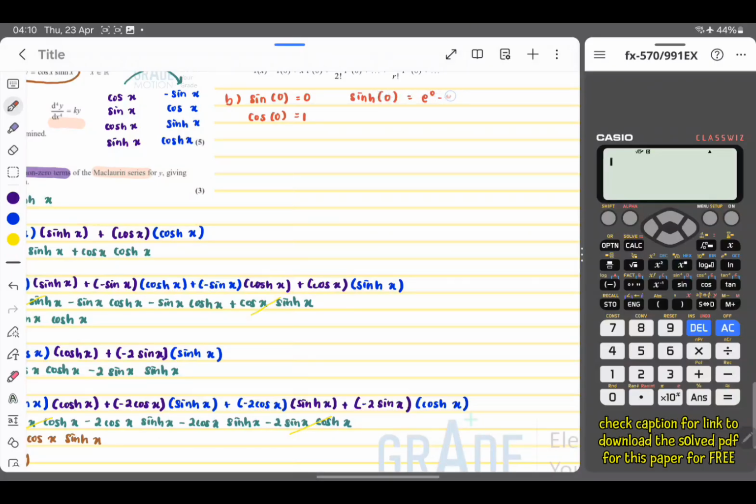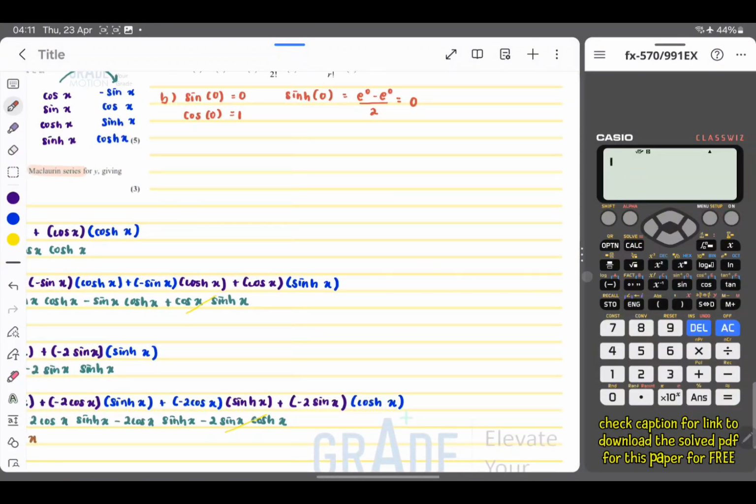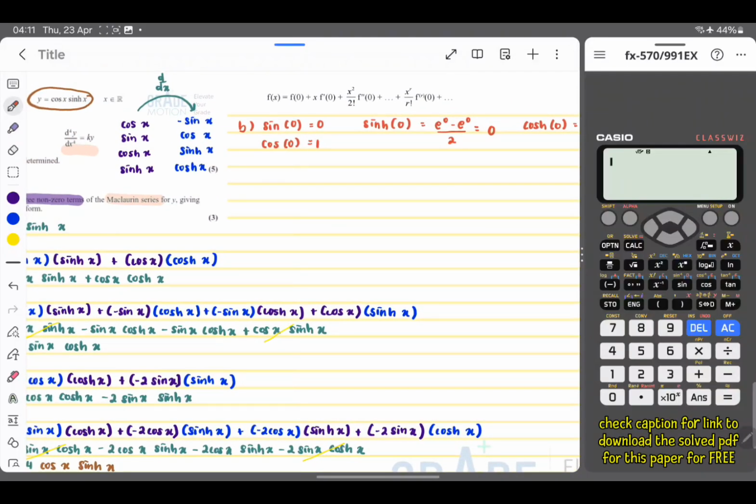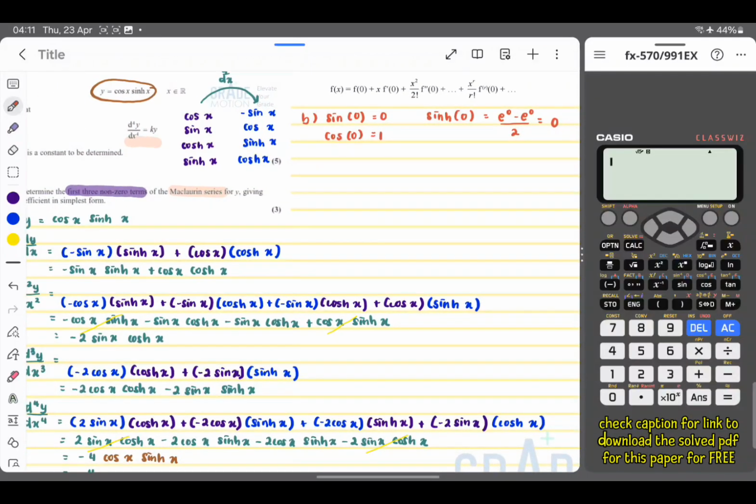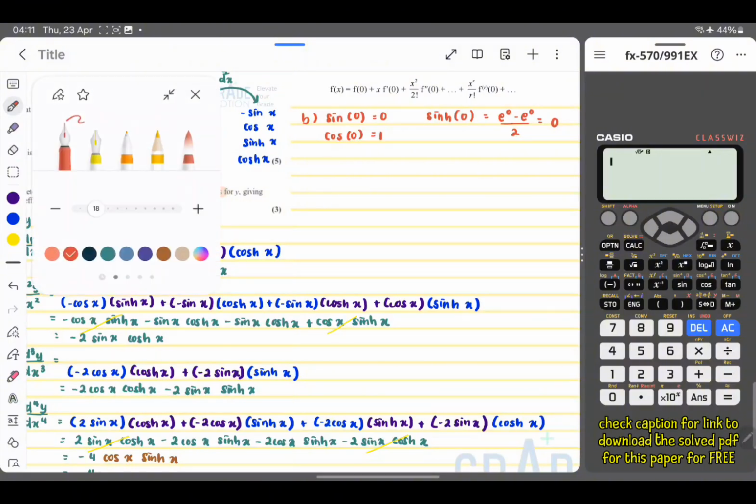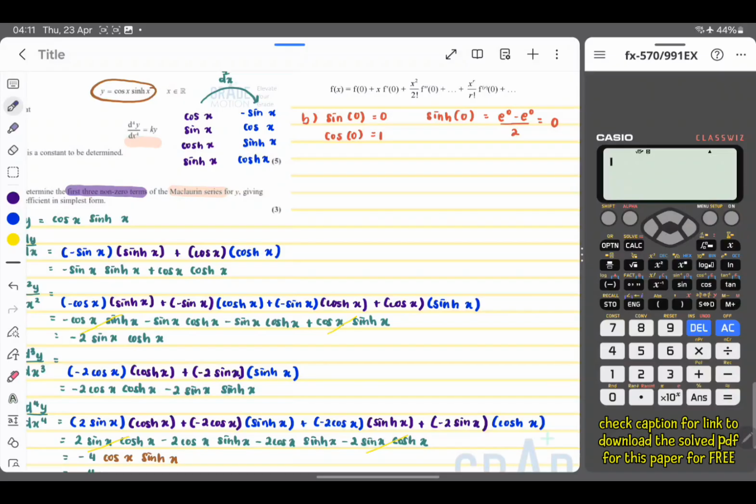So before we plug in all of this, let's ease our computation. So what I will do is write down the value when x is 0 for sin and cos. So sin 0 is 0, which is e to the power of 0 minus e to the power of 0 over 2, equal to 0. And then cos 0 is equal to e to the power of 0 plus e to the power of 0 over 2, which is 1 plus 1, 2, 2 over 2 is equal to 1. That's it. Let's start plugging this into our y, dy/dx until the fourth differentiation. The first y is equal to cos 0 sin 0, which is equal to 1 multiplied by 0, 0.